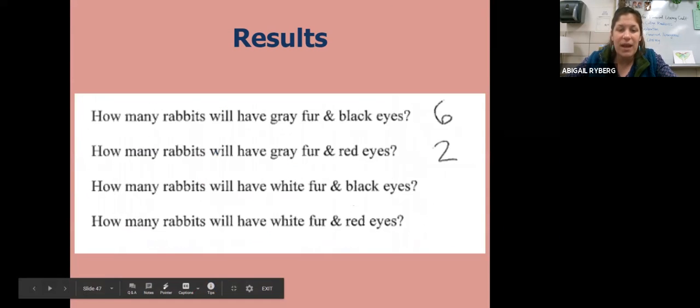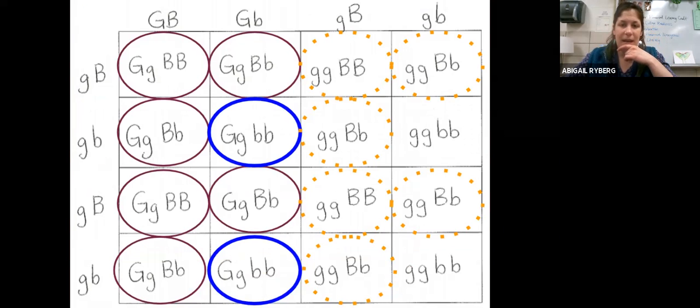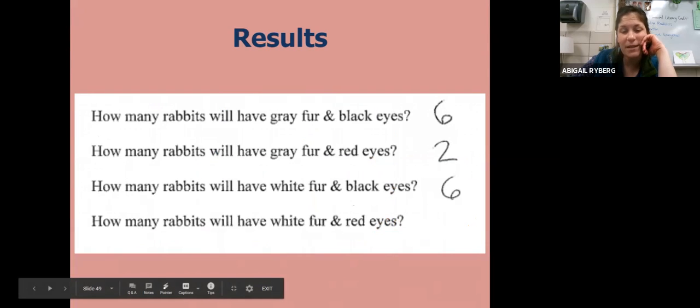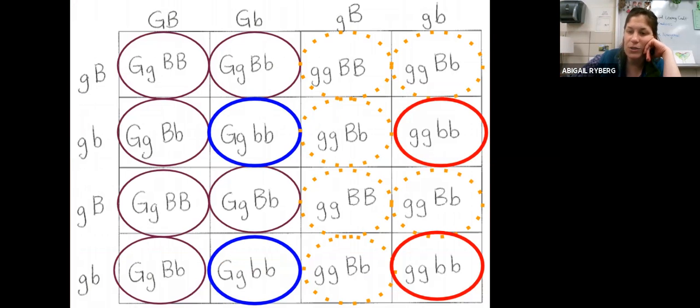Next, how many rabbits will have white fur but black eyes? So in this case, now we're looking for 2 little g's and at least 1 dominant B. These are represented by the little orange dashed lines. So little g's and at least 1 big B, and there's 6 of those. And then finally, the white fur and red eye is just all recessive. So all 4 recessive alleles, and there are 2 remaining.